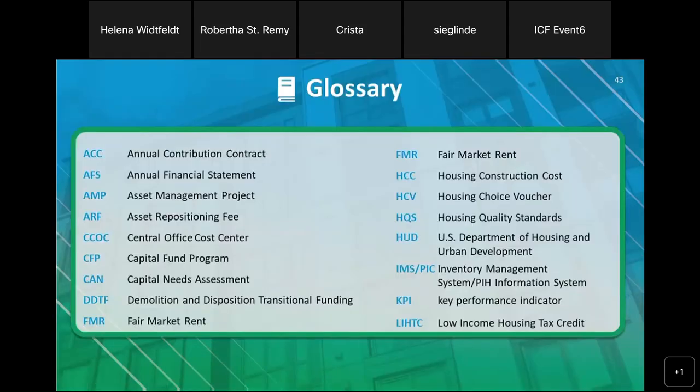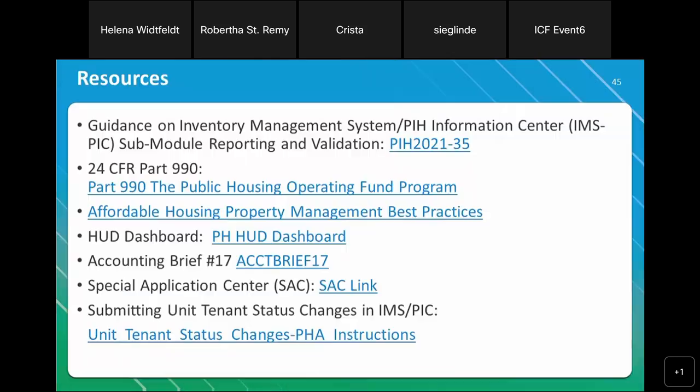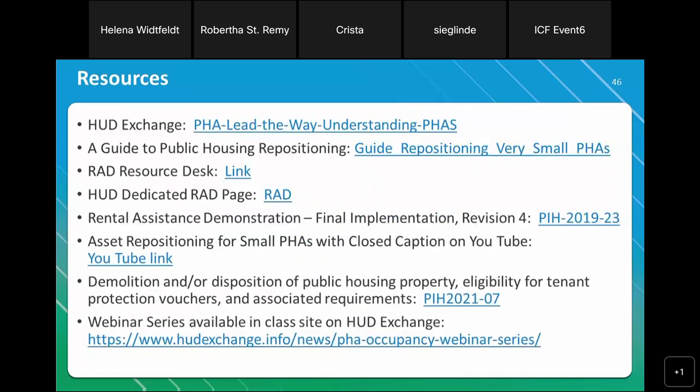We're coming down towards the end, and then we can see if we can answer another question. We have resources for you. Once it's published, we have the alphabet soup glossary posted for you, so no worries. That is available. And then, of course, all the notices, all the information that I talked about today, including the accounting brief or the SAC link, how to do the demo dispo applications, is over two slides. When you see it blue highlighted, that means they're hyperlinked. You can save it in your favorites once it's available, your PIH notices. So plenty of reading material.